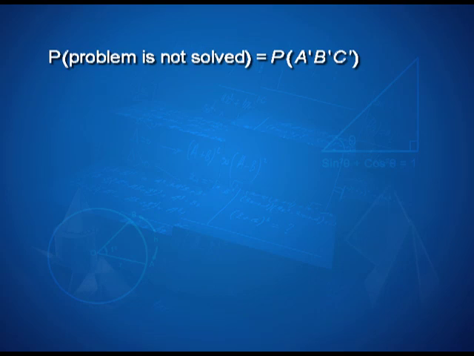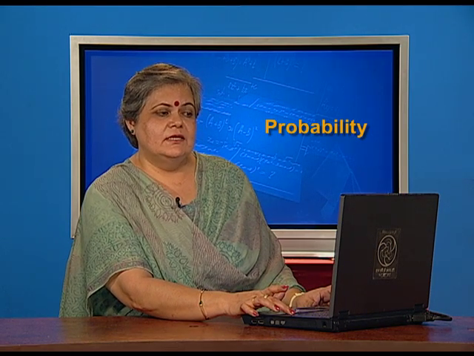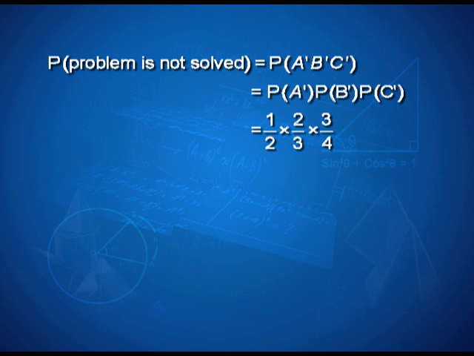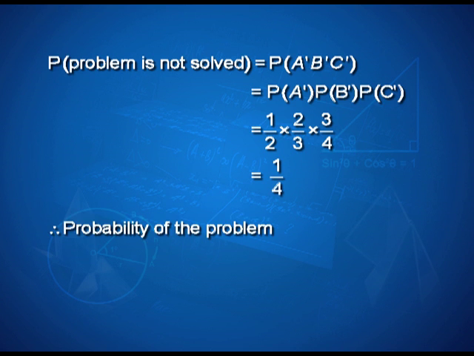The second part says find the probability that the problem is not solved. That means A does not solve, B does not solve and C does not solve, which would be same as, by the result, if A and B are independent, so are their complements. Same as writing probability of not A into probability of not B into probability of not C. So, putting the value of each individual probability, it simplifies to be 1 by 4, and therefore, probability of the problem not getting solved is 1 by 4.